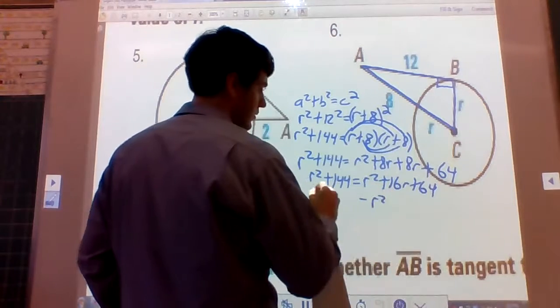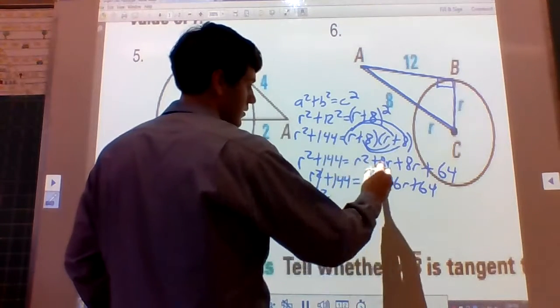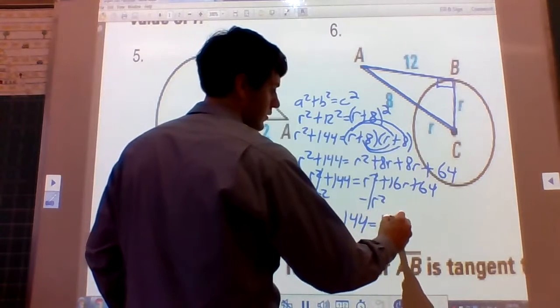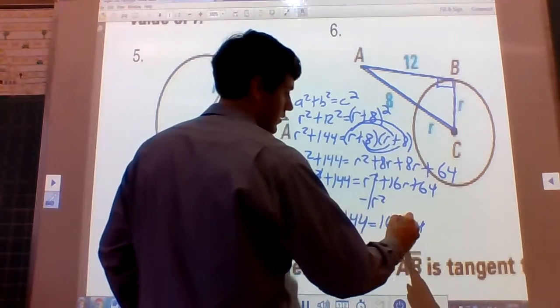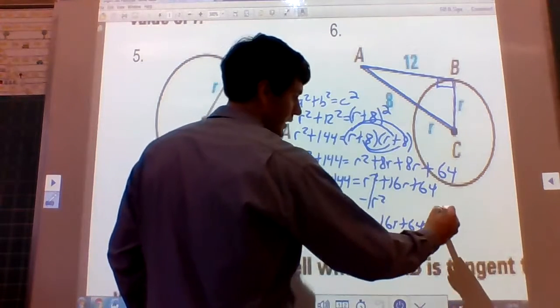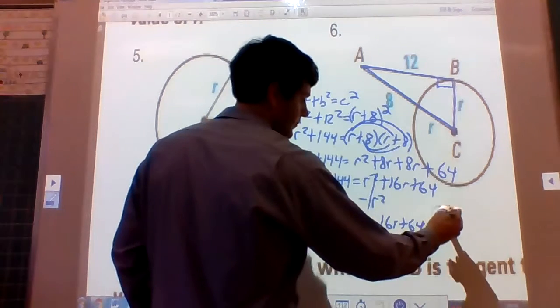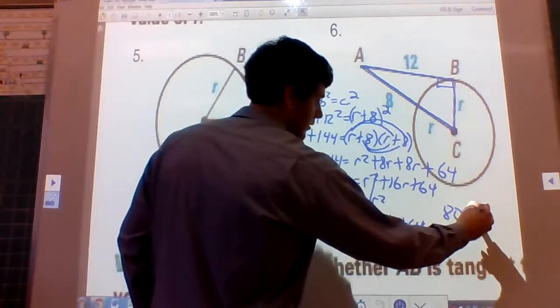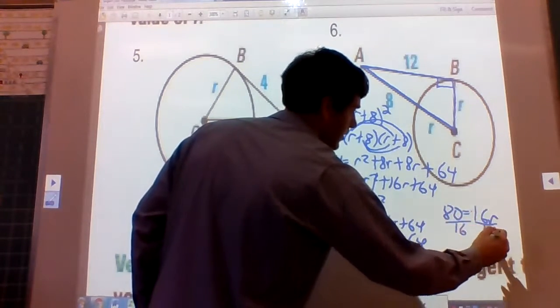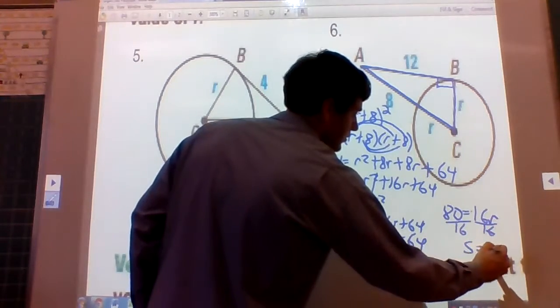Subtract r squared. We get 144 equals 16r plus 64. We subtract 64 from both sides. We get 80 equals 16r. We divide by 16. And we get 5 equals r.